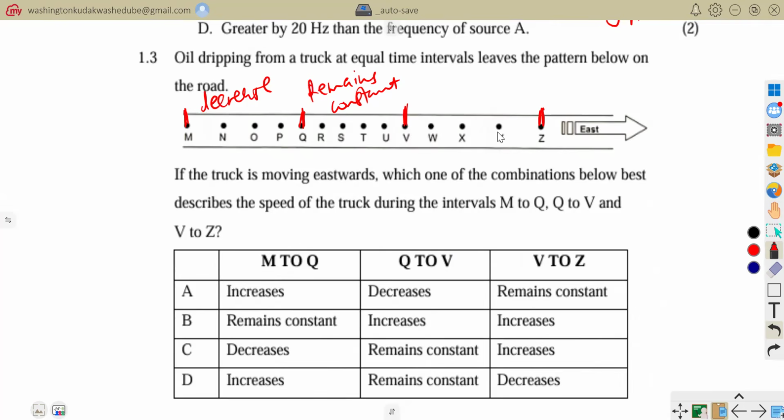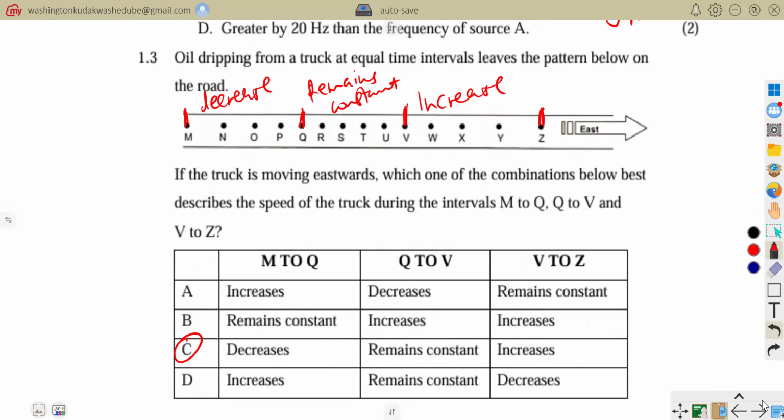It is now increasing, increasing, increasing. So we can see that the frequency of our oil drops is decreasing. So we can say that the speed here is what? Is increasing. So we are looking for an answer that says decrease from M to Q, so we are decreasing from M to Q, and then remain the same from Q to what? To V, and then increase from V to Z. So our option was going to be C.